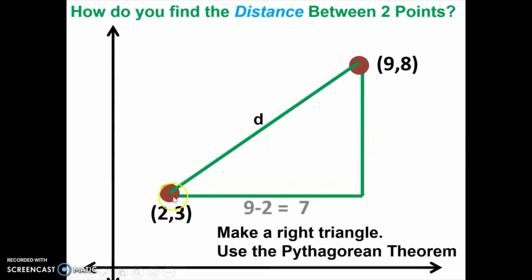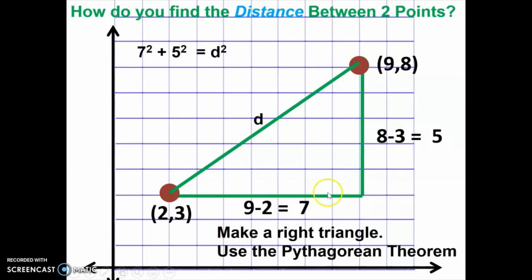Now, what is the length of each side in this right triangle? This one goes from an x value of 2 to an x value of 9. So 9 minus 2, and I know this has a length of 7. How long is this one? That one goes from a y value of 3 up to 8. So 8 minus 3, that must have a length of 5. So now let's do the Pythagorean Theorem.